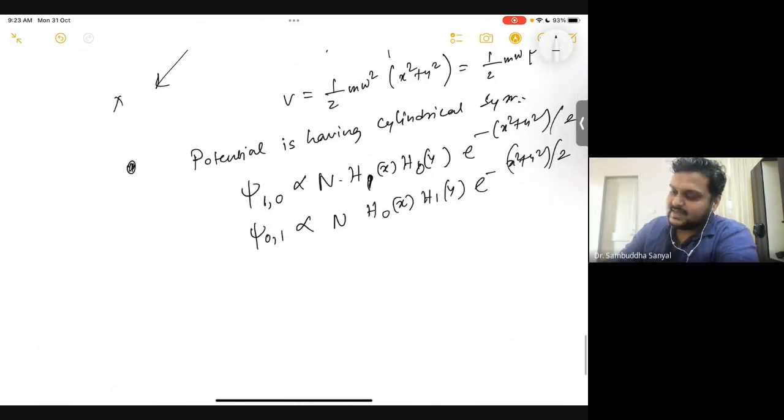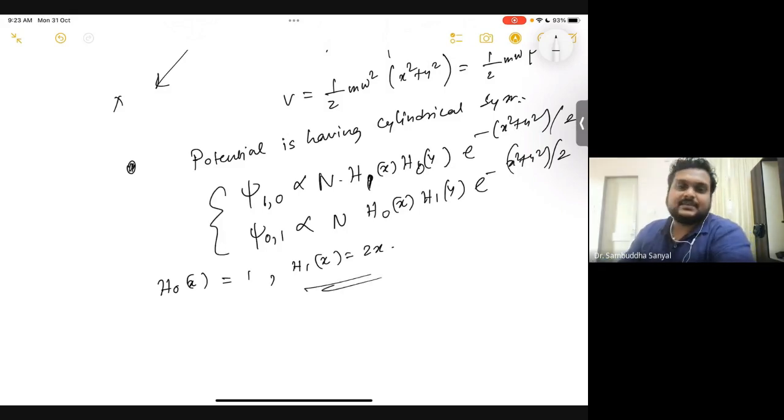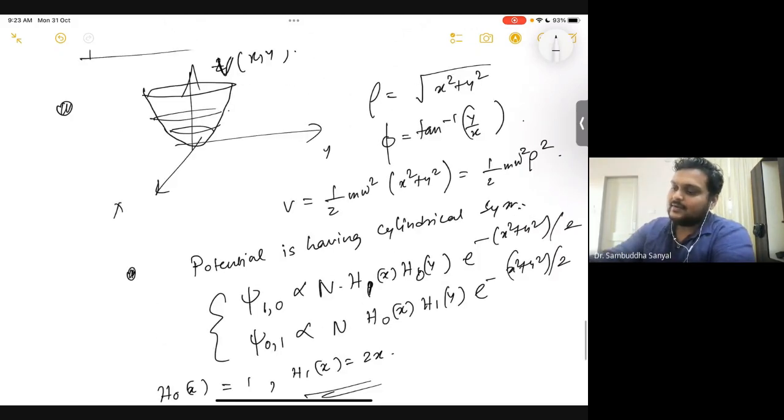And since h0 of x is 1 and h1 of x is 2x, these two are not symmetric forms. But if I go to this coordinate, which means I take x, y and convert it to rho and phi, then I can write it in this way.